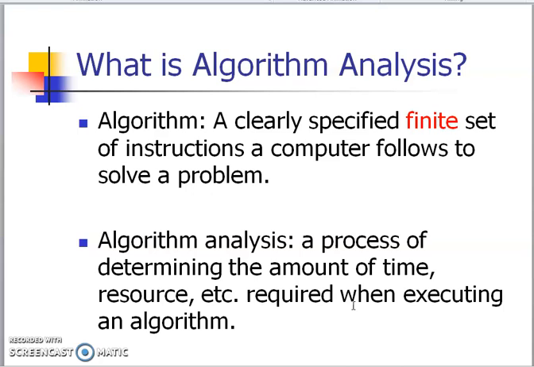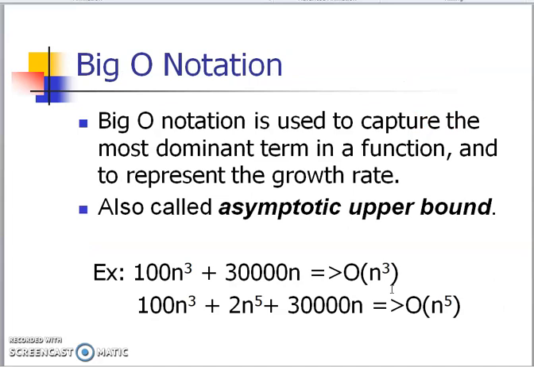An algorithm is a clearly specified finite set of instructions a computer follows to solve a problem. So it will go step by step and try to follow your instructions and solve the problem. Algorithm analysis is a process to determine the amount of time, resources, etc. required when executing an algorithm. So the Big-O notation is something that we use to do the analysis.